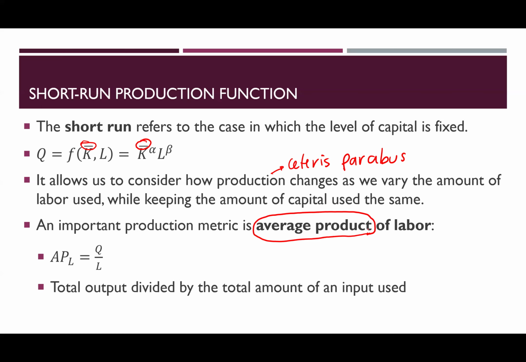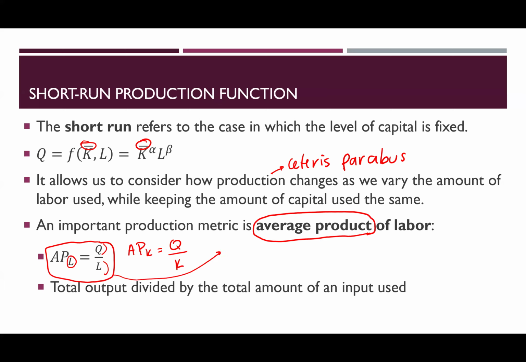So to find average product here, again, we're focusing on average product of labor. We're going to divide total output by the number of workers hired, the amount of labor used. Okay, we could do the same for capital. It would be average product of capital equal to the amount of output over the amount of capital used. Okay, but for right now, we'll focus on average product of labor.